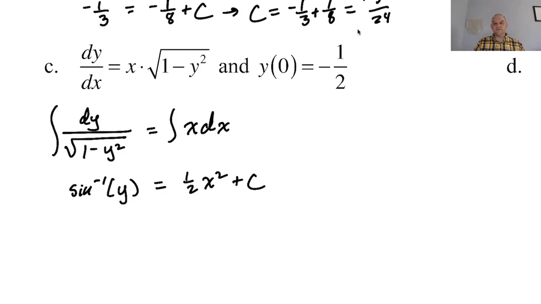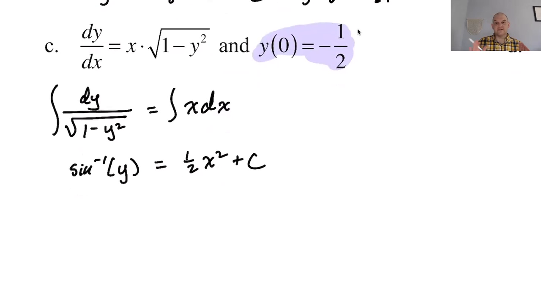I don't really think it matters on this one, so I'm going to just solve it right now. So I look, this is my initial condition. So I'm going to find the particular solution that agrees with that. So if y is equal to 0, y is equal to negative 1/2 when x is 0. So I need to do the inverse sine of 1/2 is equal to c.